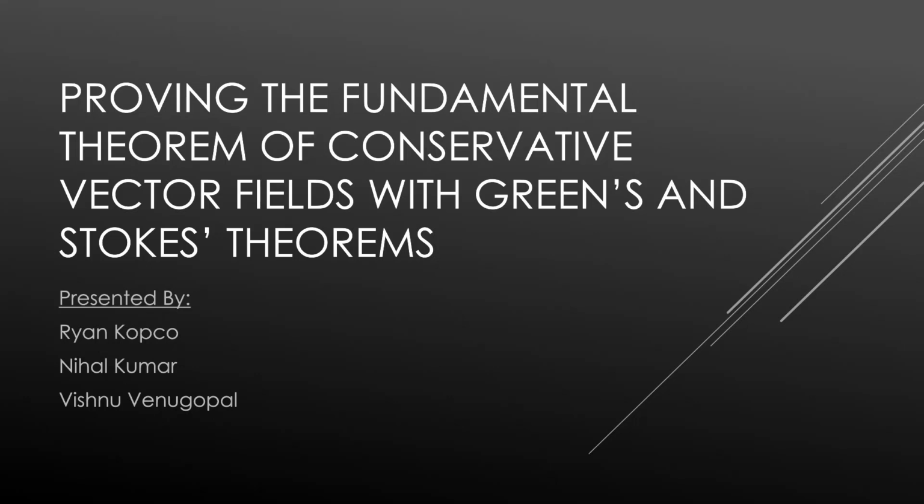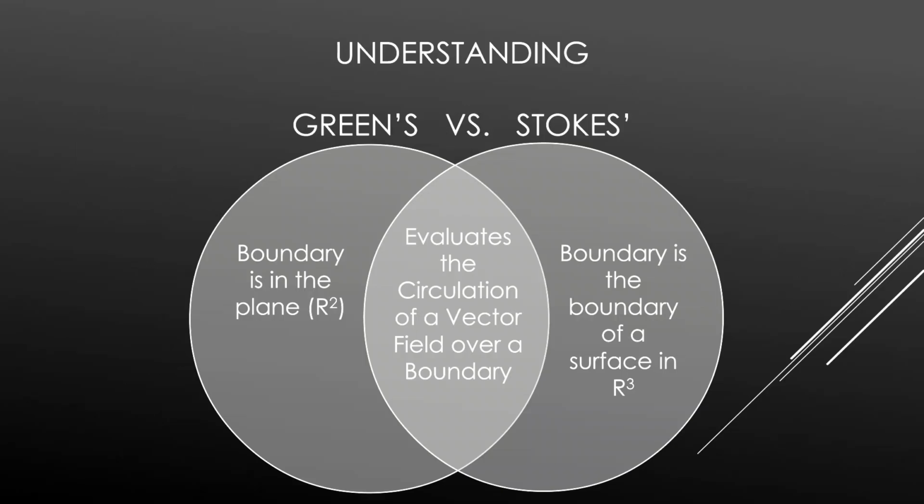In this presentation, we are going to be proving the fundamental theorem of conservative vector fields with Green's and Stokes' theorems. Firstly, let's establish some important differences and similarities between Green's and Stokes. So both theorems evaluate the circulation over the boundary of a domain, but the difference is that Green's evaluates it over the boundary of a domain that strictly lies in the plane, and Stokes extends Green's by generalizing that domain to be any surface in R3.